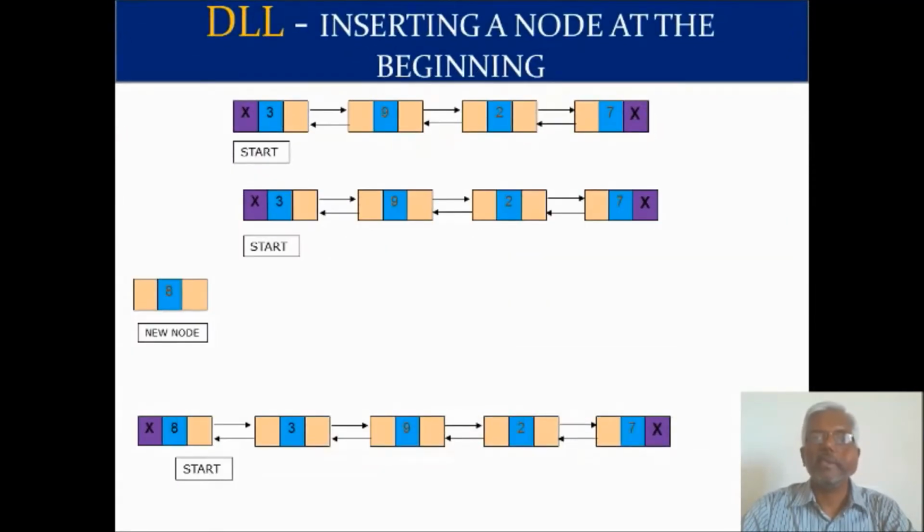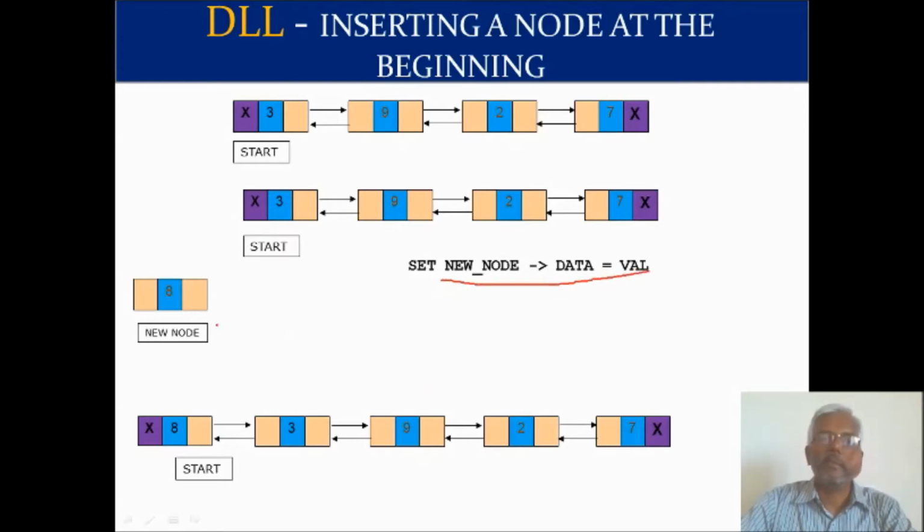Next, inserting a node at the beginning. So, initially we have a doubly linked list with 4 elements: 3, 9, 2 and 7. Now, we are creating a new node for inserting as the beginning of the existing doubly linked list. So, what is the first thing we have to do? After creating a new node, we have to insert the element 8 into the data part of the new node. So, for that we write a statement: set new node of data equal to VAL.